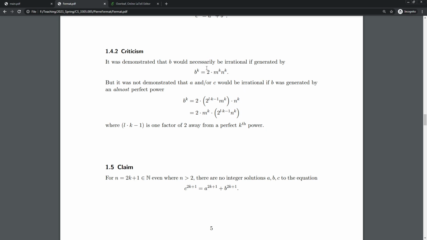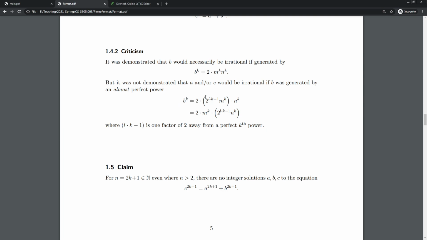So we showed that if the others held true, then b was necessarily irrational. But it is possible to separate out some factor which is almost a perfect kth power of some integer, right? With this 2 to the L times k minus 1, where we show that it's just one factor of 2 away from being a perfect kth power, something whose exponent is divisible by k. And so that could really rest with m, or it could rest with n.